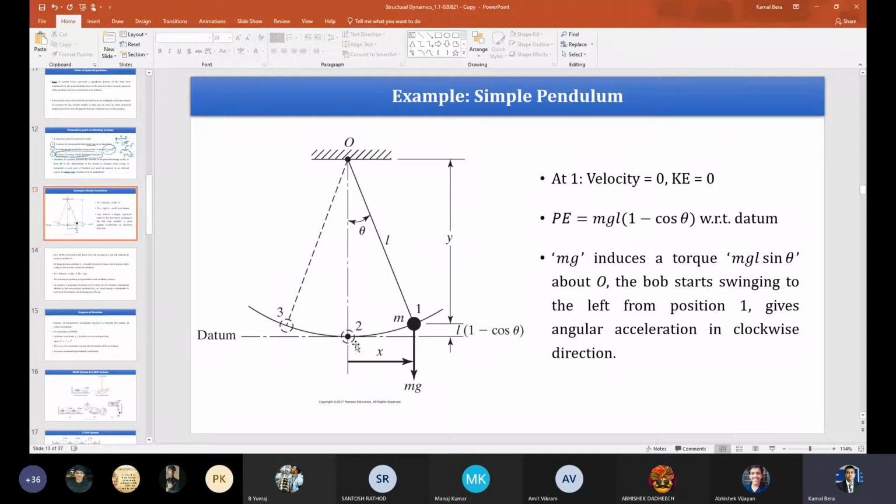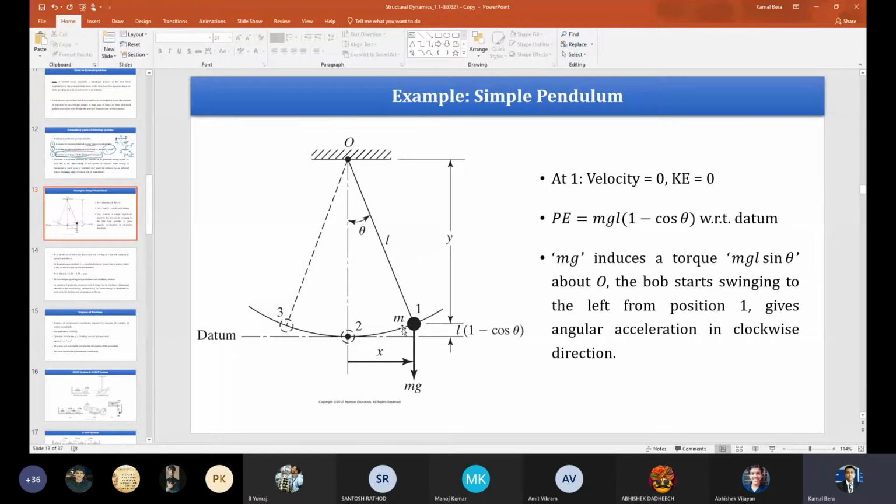You can think about these three positions 1, 2 and 3. At position 1, the velocity is 0, so the kinetic energy is 0, because kinetic energy is half m into velocity squared. Here the potential energy is the maximum, because with respect to point 2 it has moved the farthest, to point 1. So the total energy is basically potential energy at position 1.